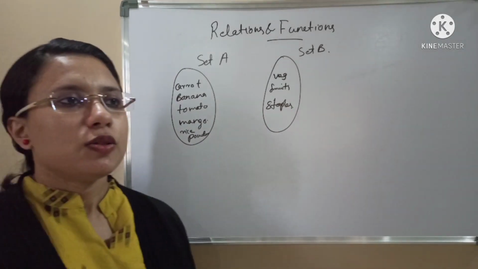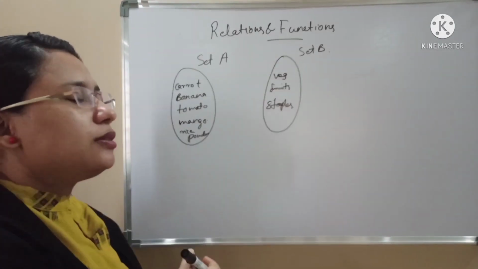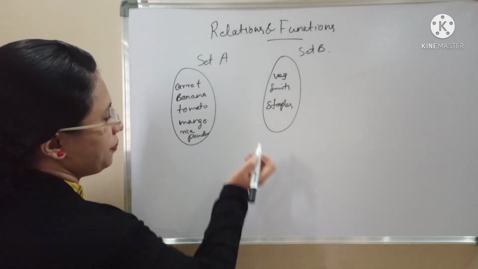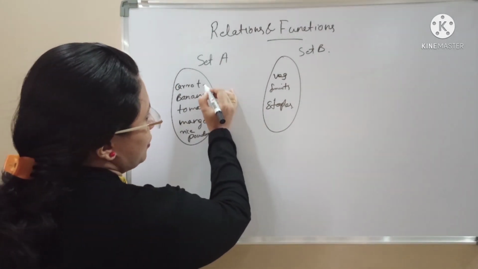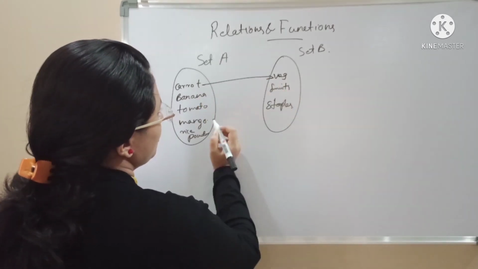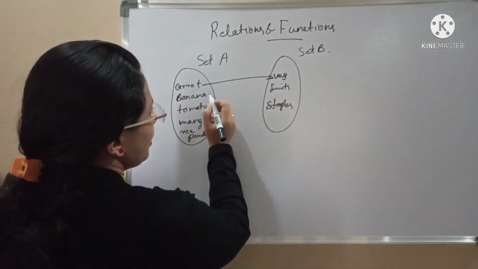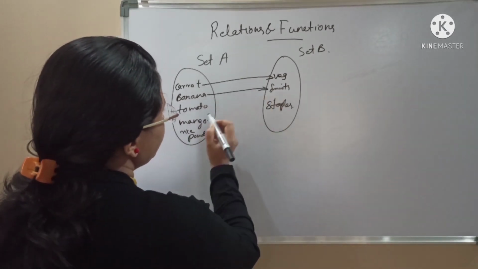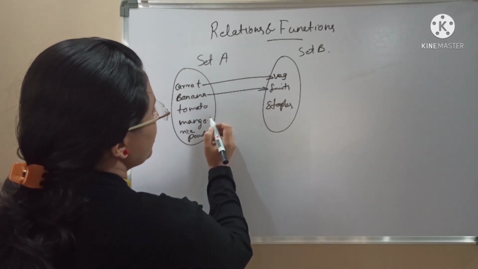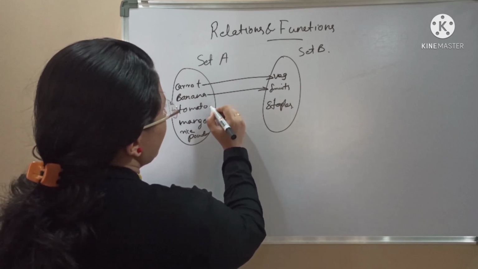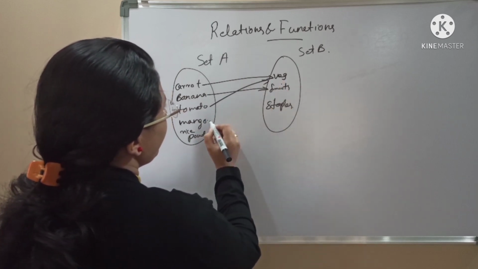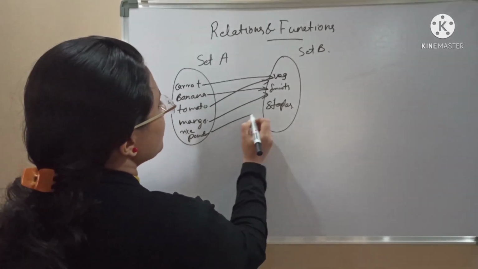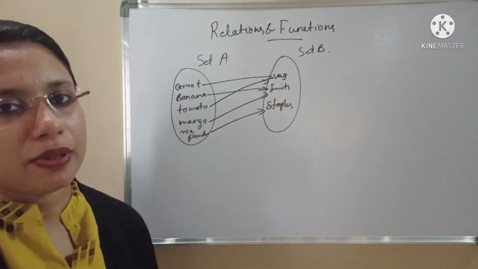So how can we make the relation between set A and set B? See, carrot is a vegetable, right? So we can relate it with vegetable. Banana is a fruit. Then tomato, again it's a vegetable. Mango is a fruit. Then rice powder belongs to staples.